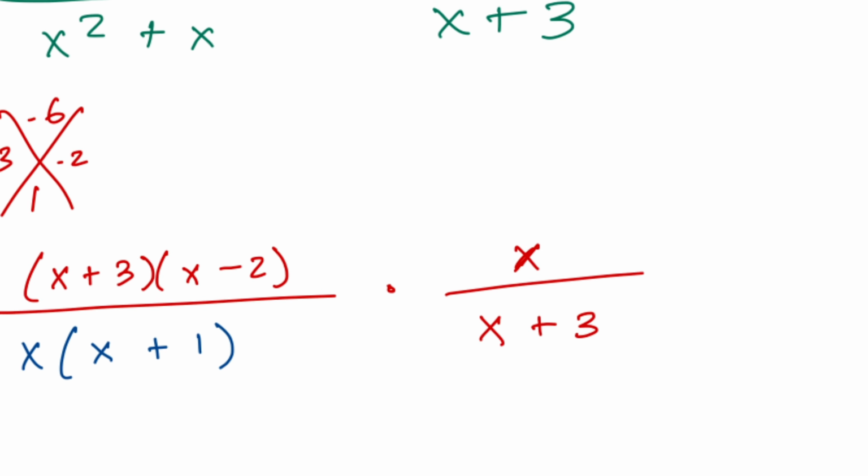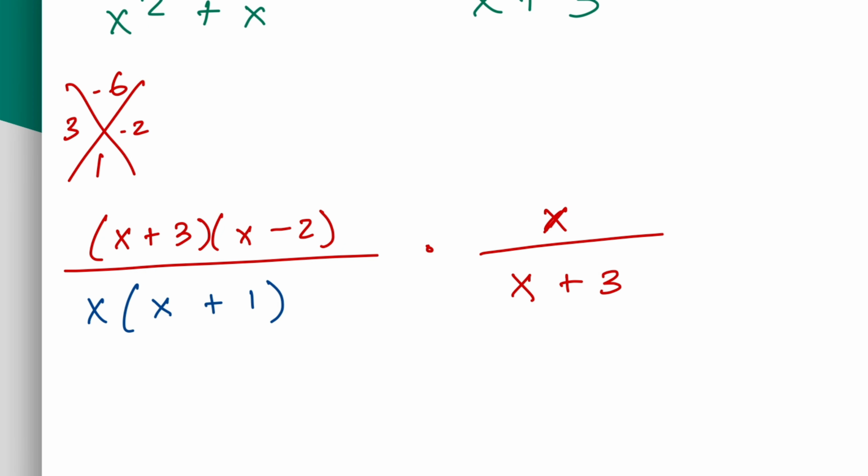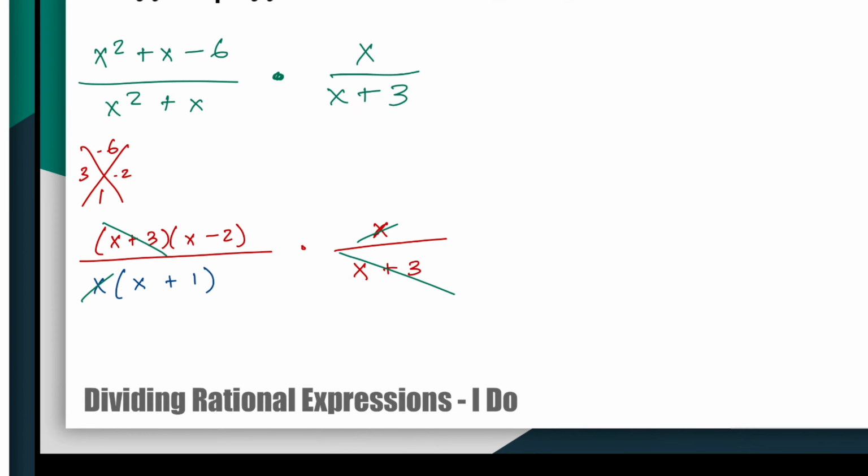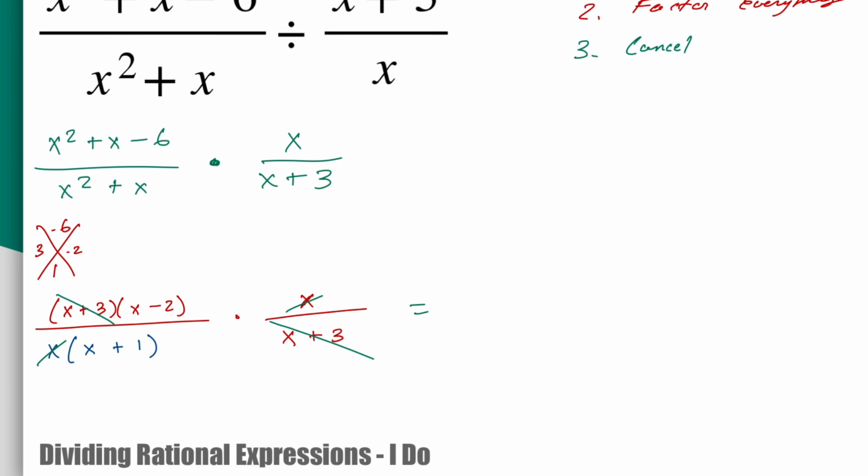Now this problem, it's only looking like we can, oh no, we can. We've got an x and an x, and we have an x plus 3 and an x plus 3. So this whole term on the right even canceled out. And our final answer is just x minus 2 over x plus 1, okay? Now we have to do our domain restrictions. We canceled out an x, so x cannot be 0. We canceled out an x plus 3, so x cannot be negative 3.